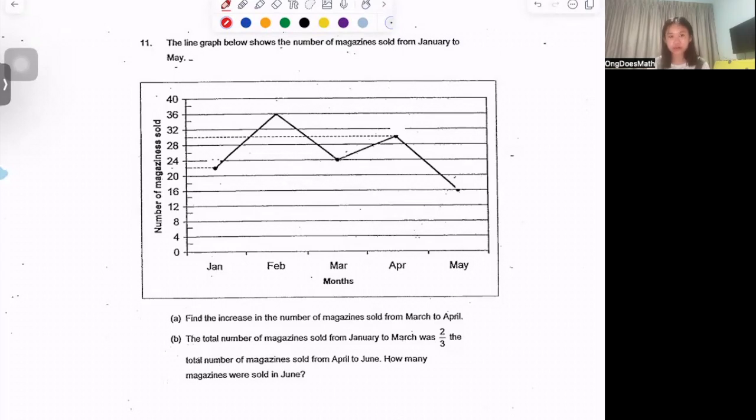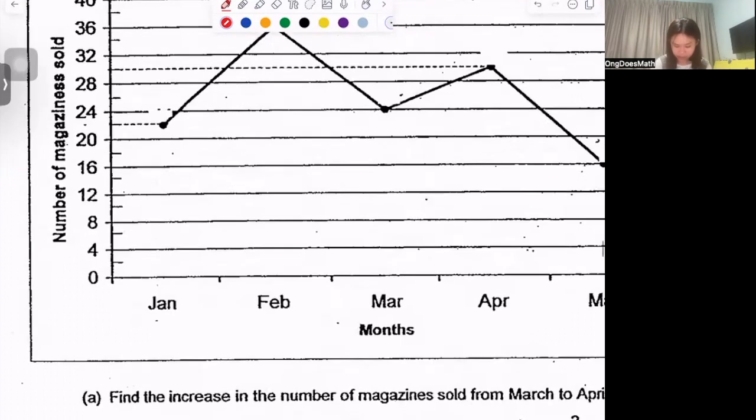So whenever you see a line graph, you need to label. If you look at this line graph closely, 2 gaps give you 4, which means 1 gap gives you 4 divided by 2, which is 2. So 1 gap is 2, which means this one is 2, 4, 6, 8, 10, 12, 14, 16, 18, 20, 22, 24, 26, 28, 30, 32, 34, 36, 38.